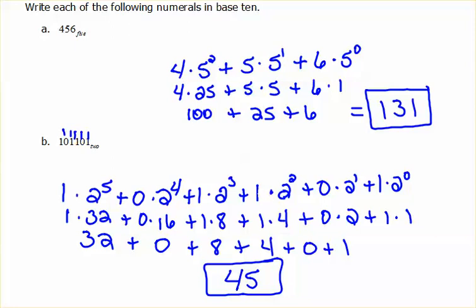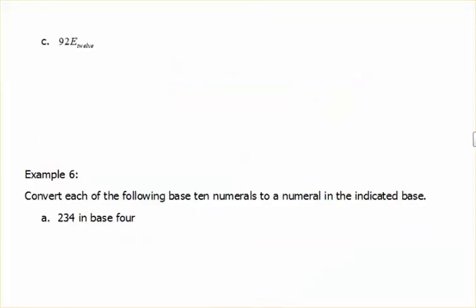Alright, so our part C was on the next page, and it is 92E base 12. So remember, in a base 12 system, we used the letters T to represent 10 and the letter E to represent 11. So since this is a base 12 system, each of our place values is going to be a power of 12. So our first one would be 12 to the 0, and there's an E in there, which means 11 times 12 to the 0.